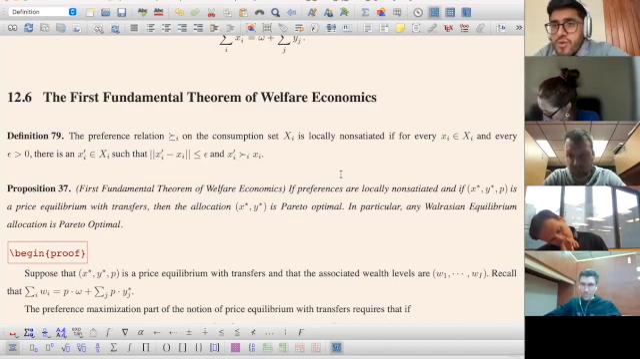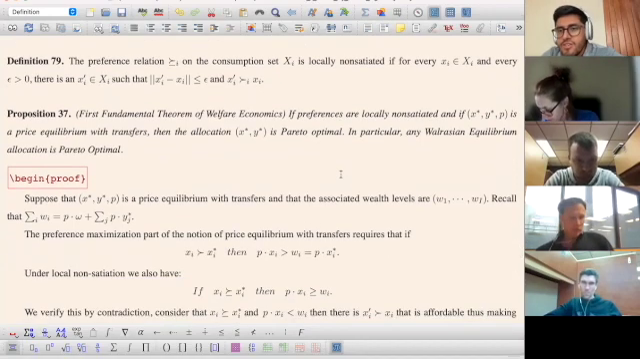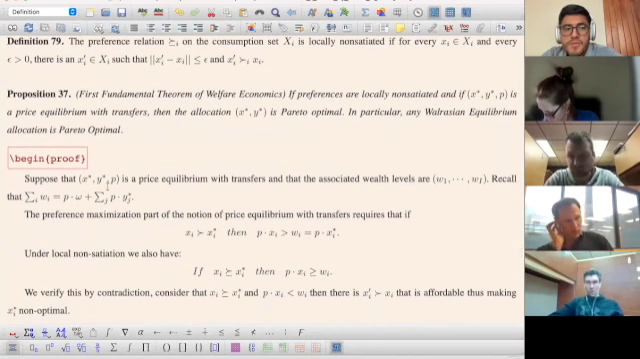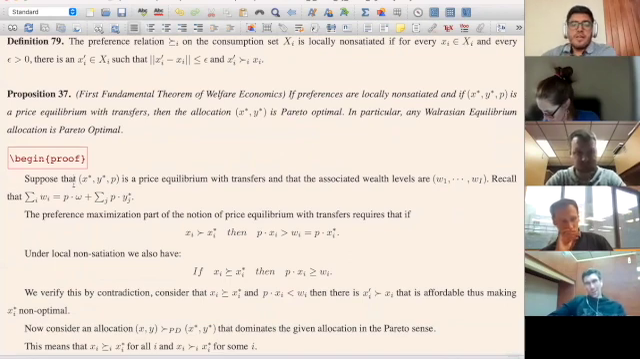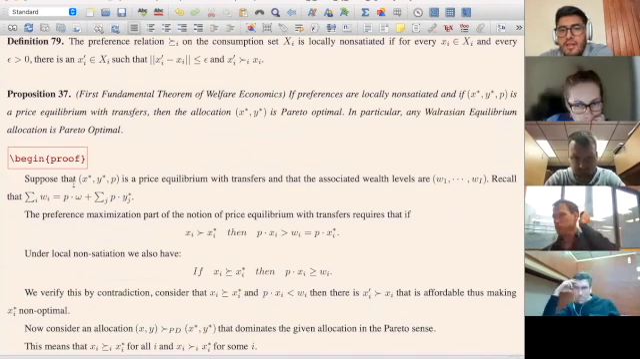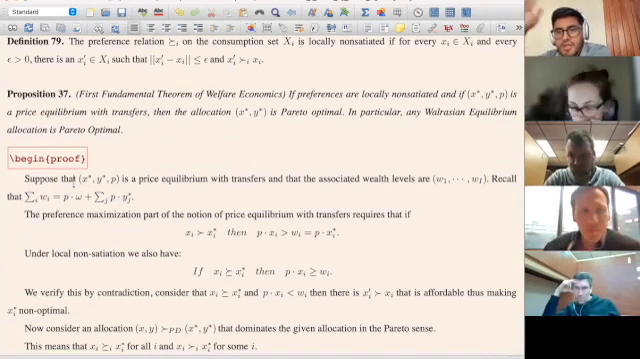So, okay, great, we understood the statement. Now let's prove it. For the first time, we're going to prove it, okay? Until now, we just have discussed this, but we haven't really proved this thing. Now, suppose that (x*, y*, p) is a price equilibrium with transfers, and that the associated wealth levels are w_1 through w_I. Recall that the total amount of income or gold coins here has to be equal to the amount of gold coins inside the chest of the king, right?